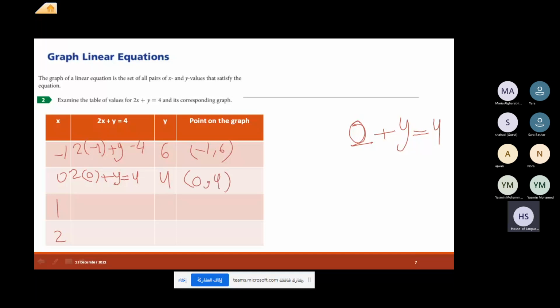0 plus y is 4. 0 plus y is what? Just a minute. 0 plus y. You know that anything added to 0 is what? 0 plus 4 is 4. 0 plus y. So here y equals 4.